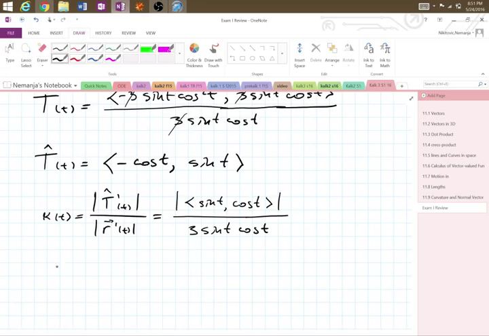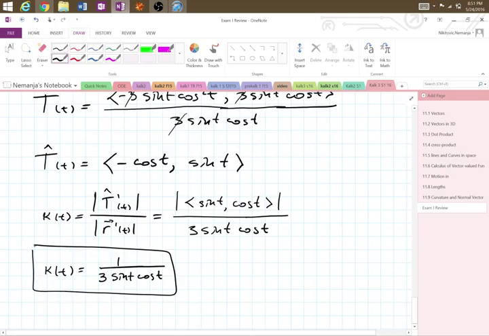So now k of t is, the magnitude here is just 1. Very good. Divided by 3 sine t cosine t. And that's the answer. That's the curvature.